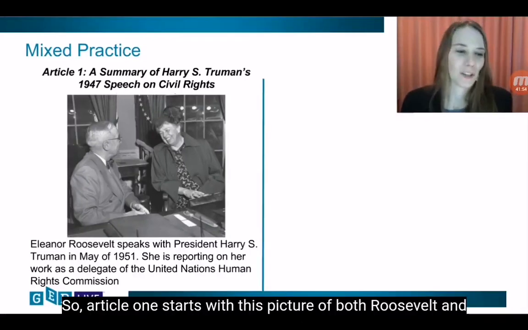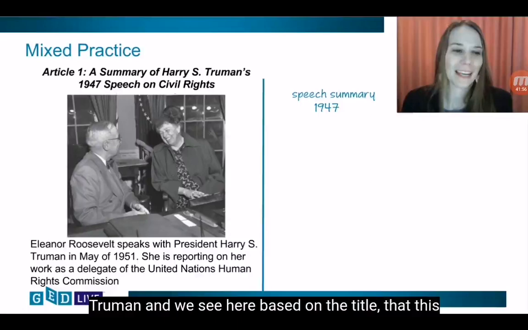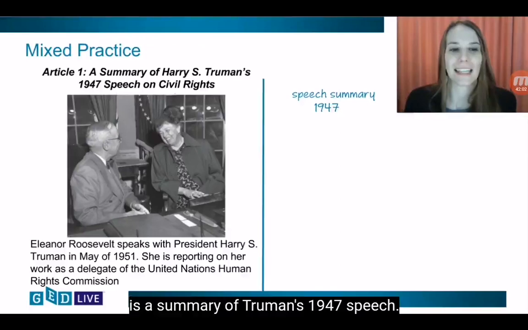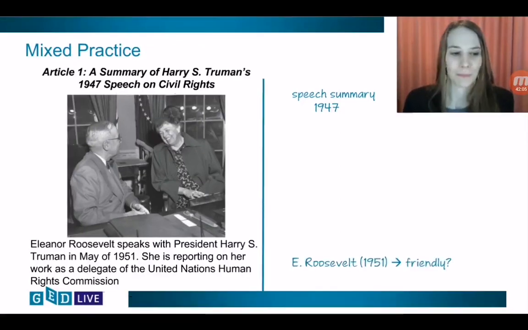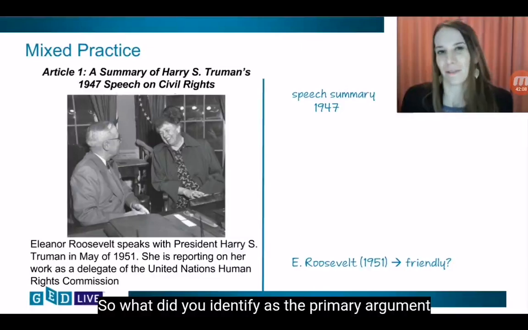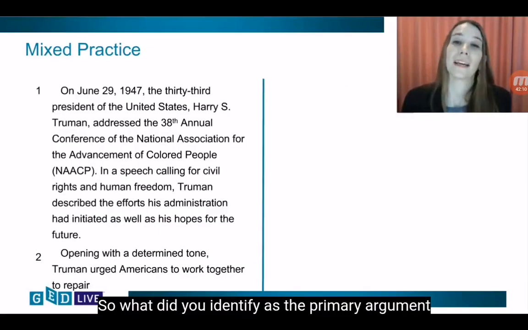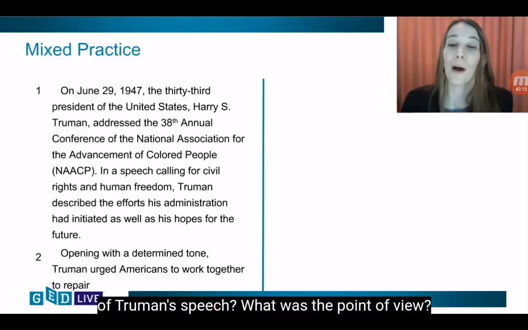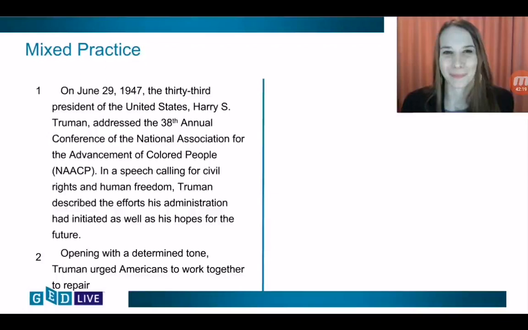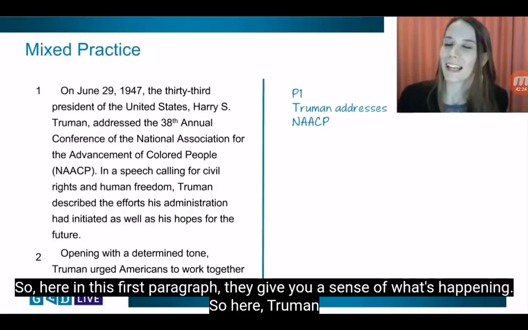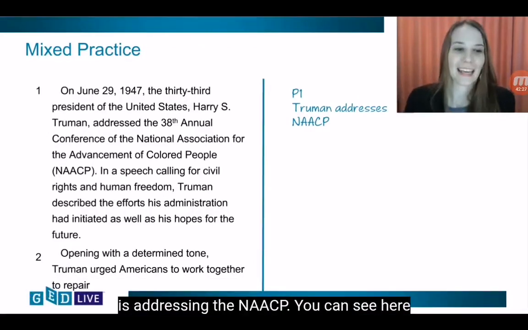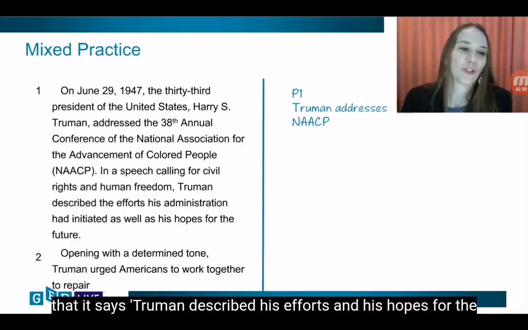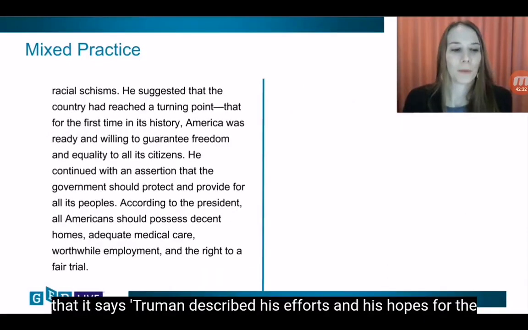And so Article 1 starts with this picture of both Roosevelt and Truman. And we see here, based on the title, that this is a summary of Truman's 1947 speech. Okay. So what did you identify as the primary argument of Truman's speech? What was the point of view? So here in this first paragraph, they give you a sense of what's happening. So here Truman is addressing the NAACP. You can see here that it says Truman described his efforts and his hopes for the future.